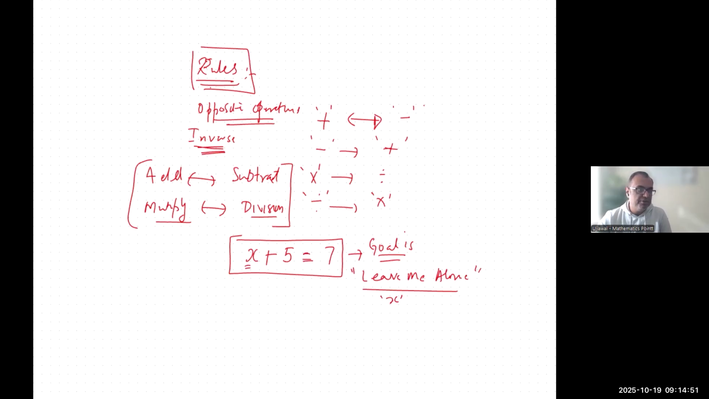Now, in this particular scenario, x has this positive 5 sitting with itself. So we need to leave x all alone. So x is saying, leave me alone on the left-hand side. So what is sitting with x? A positive 5. And now what is the inverse of positive? A negative.